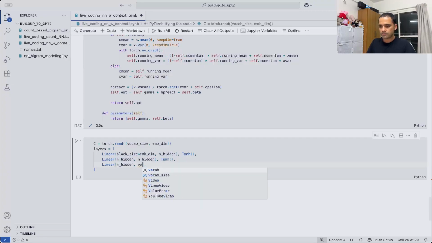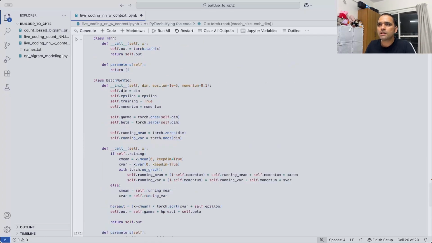Vocab size, and here we might not need the tanh. So this is our first layer, second hidden layer, and then the output layer on which we'll get the logits. So this would initialize all of the layers for us.